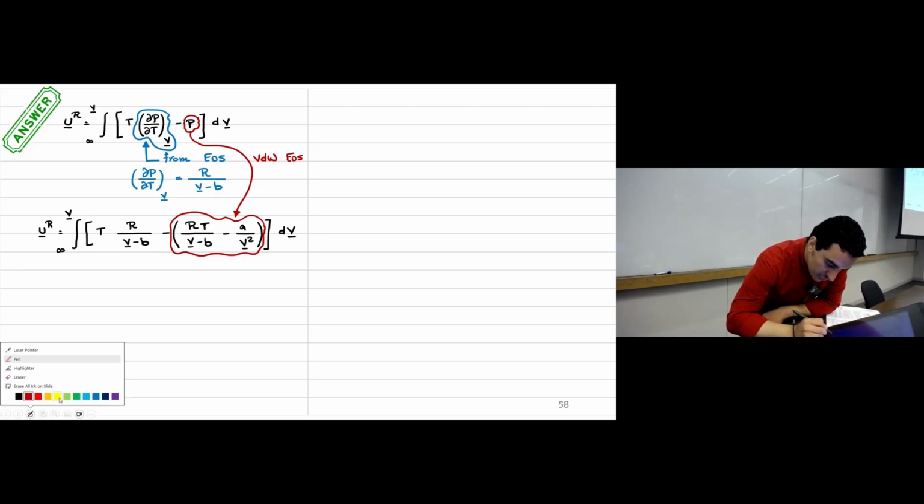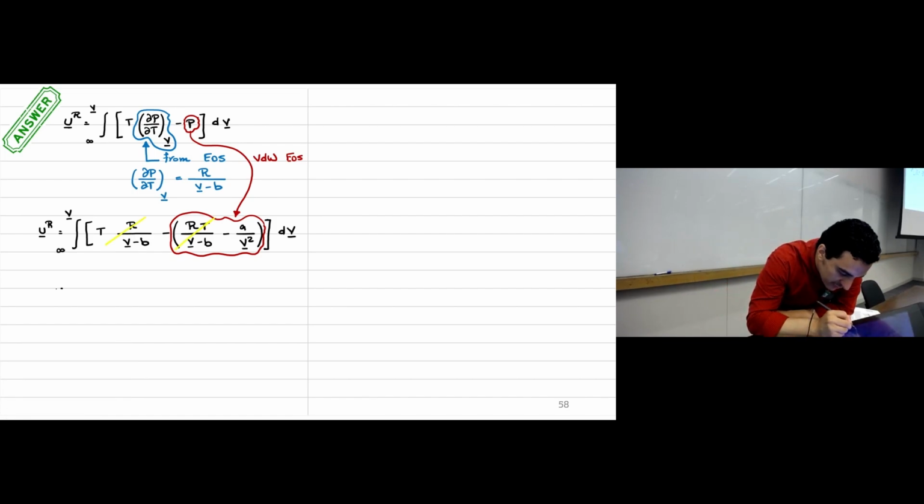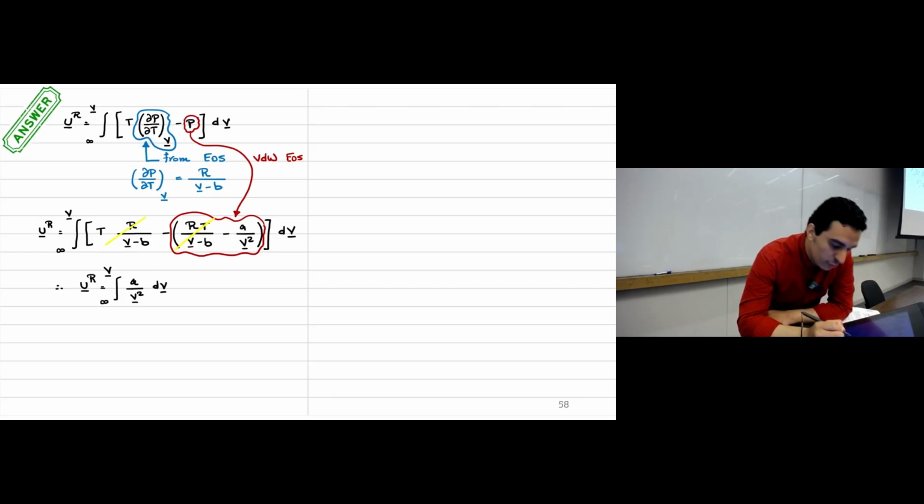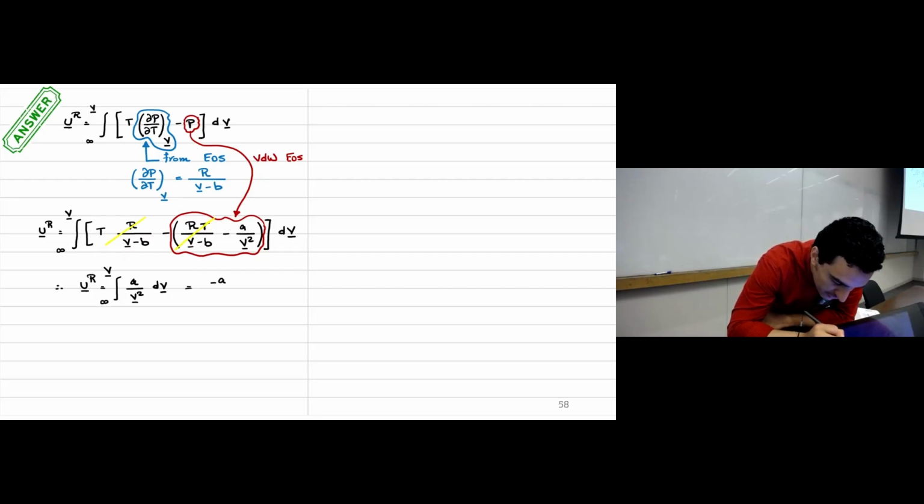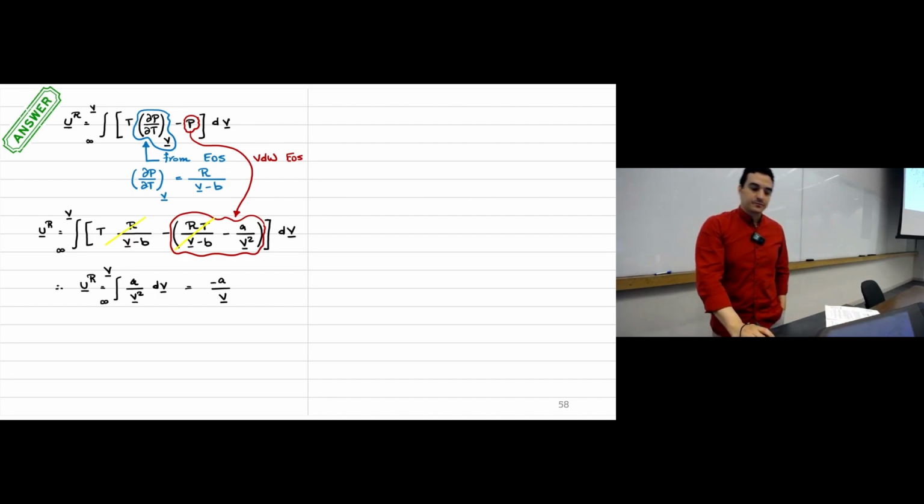If we do this, this term will be cancelled with this term, and at the end I will have the residual molar internal energy. This one will be the integration from infinity to molar volume of a over V square dV. If we do this integration, this will be minus a over V. So this one will be minus a over molar volume, and this is the residual property we have.